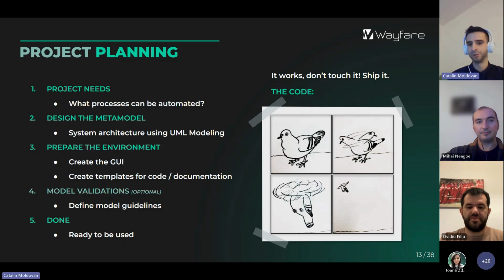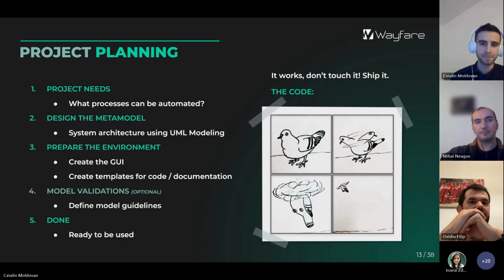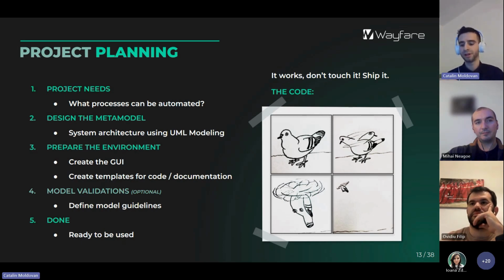The next point is to design the meta model. The meta model contains the generic tools for these processes that we want to automate. And this is simple. This is just a UML diagram. Then we have to prepare the environment. So we have to create a graphical user interface, and we can design it how we want. Then we have to create templates for the code that will be generated, and also some templates for the documentation, if we want documentation on our project.